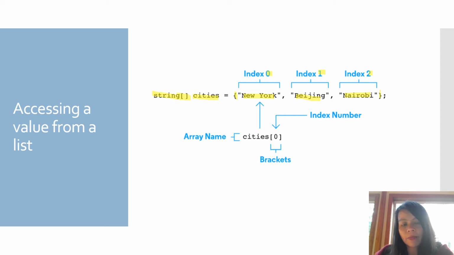All right. So how you would access it is, first you have the array name, which is cities, right? And then you have the square brackets. And then you have the index number. So whatever the index number is, if it's 0 here, that would grab New York.